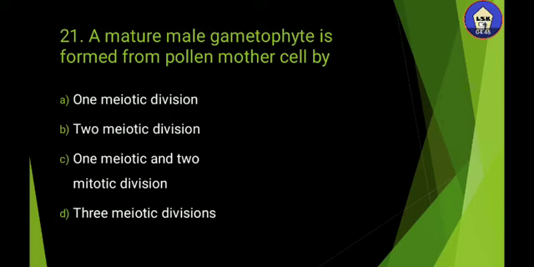Of course, the pollen grains are produced from the pollen mother cell by one meiosis. But here, the mature male gametophyte means that it consists of gametes. So gametes are produced by mitotic division. So what should be the right answer?